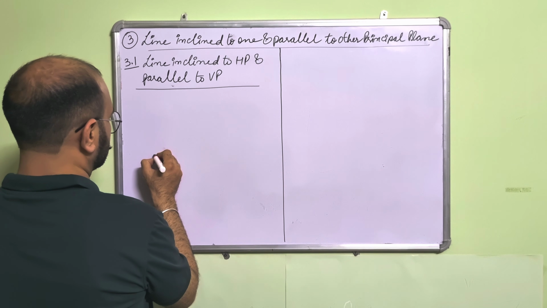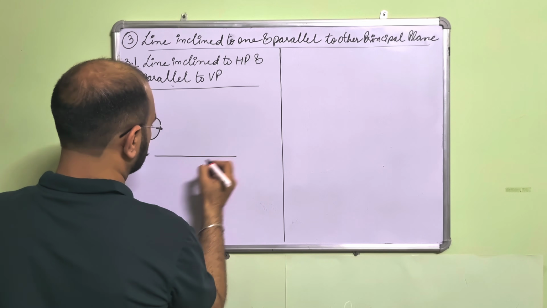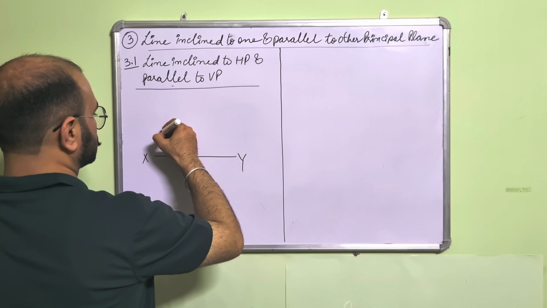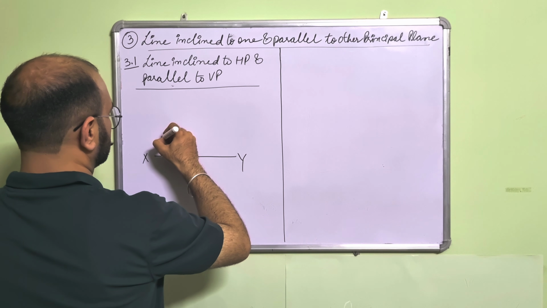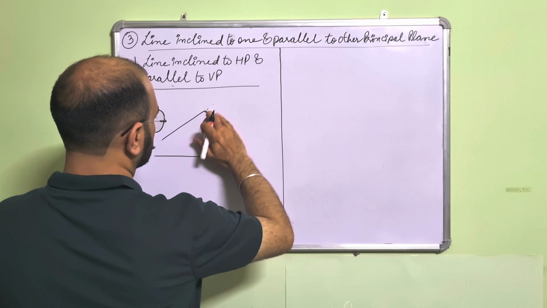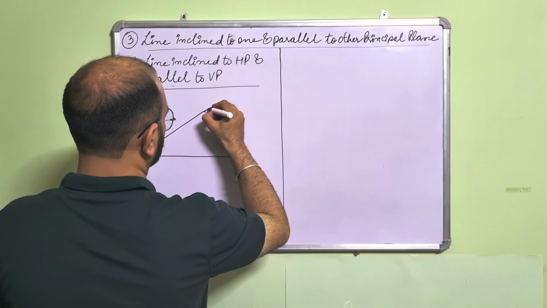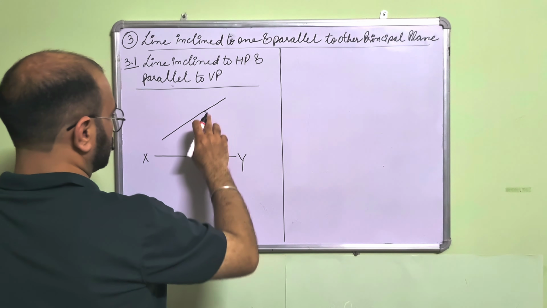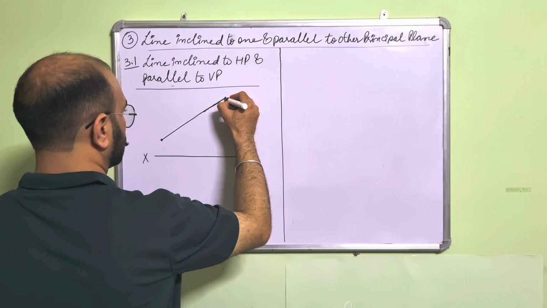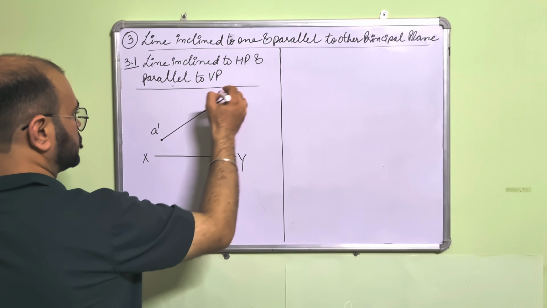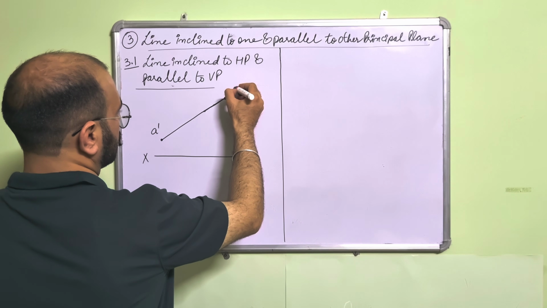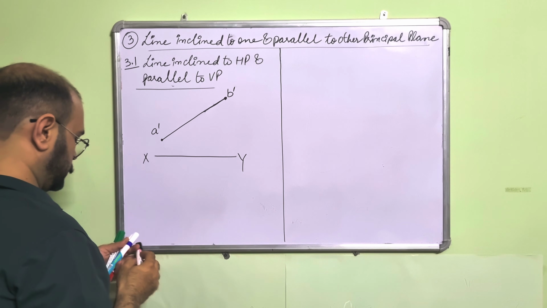So let us draw the XY line first. Let us say this is the XY line, capital X, capital Y. So, line inclined to HP. I'll draw this by the actual length of the line. Right? Let us suppose this is A dash, this is B dash. Okay, this is the front view.